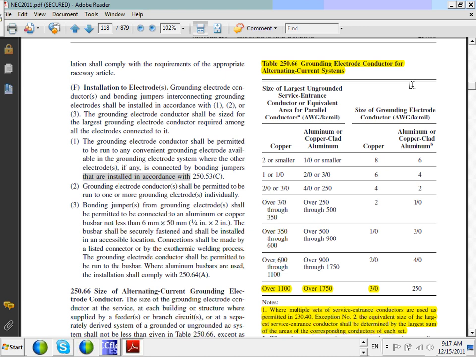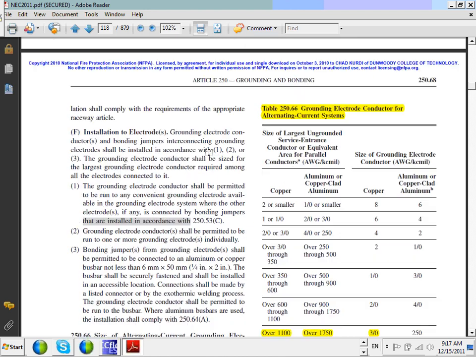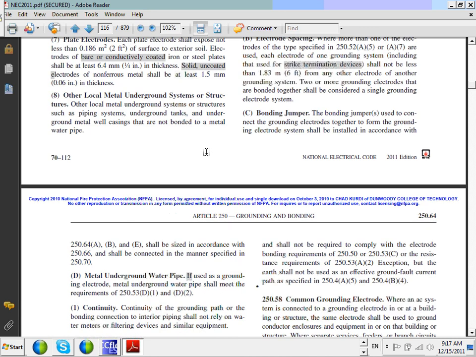I'm going to go to the main bonding jumper. The main bonding jumper, guys, uses the same table, except I want to remind you, if you go higher than 1100 kcmil on the grounding electrode conductor, you're stuck with 3-0 no matter what. Grounding electrode conductor, 3-0 no matter what, after over 1100 kcmil. Main bonding jumper, they change the calculation. So I'm going to go to 250.28, all the way to 250.28.